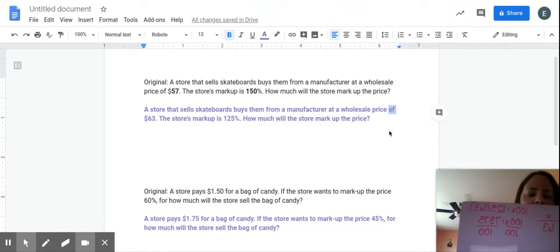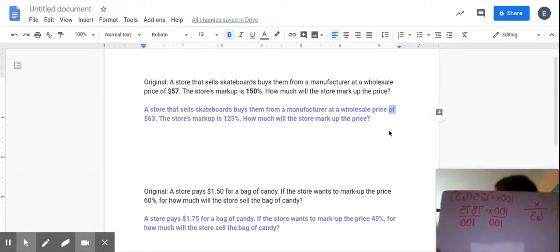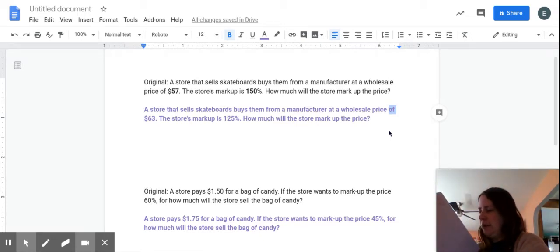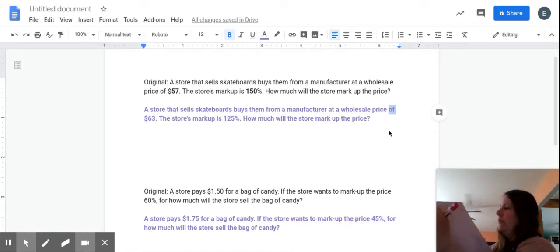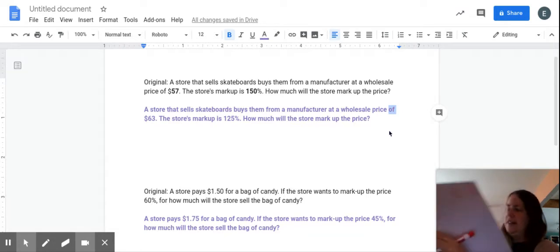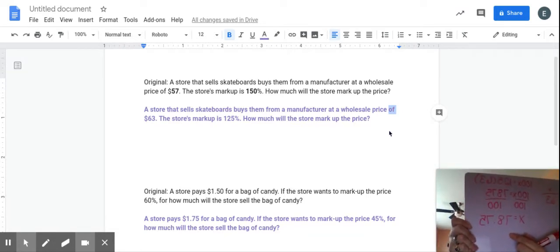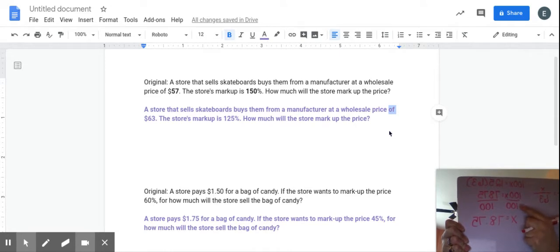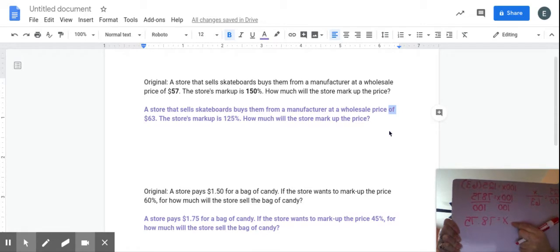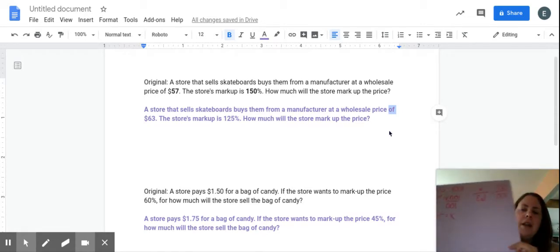So I have 100x equals 7,875. Divide both sides by 100, and I get x equals $78.75. You're going to do this step exactly the same. After you multiply the 150 times the 57, you're going to divide it by 100, and that will give you your answer. Okay, next question.